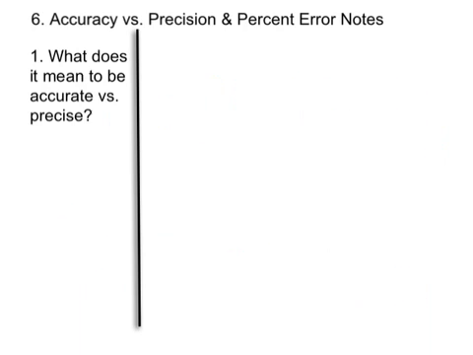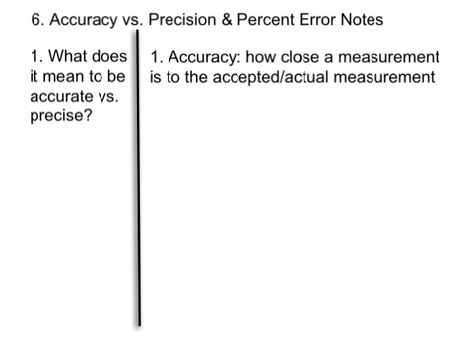All right, so our first question is, what does it mean to be accurate versus precise? We'll start with accuracy first. The definition of accuracy is how close a measurement is to the accepted or the actual measurement of whatever you're measuring. So if you are measuring 1 cup of water, how close can you get to that 1 cup little tick mark there on the cup? How close you can get is how accurate you will be.